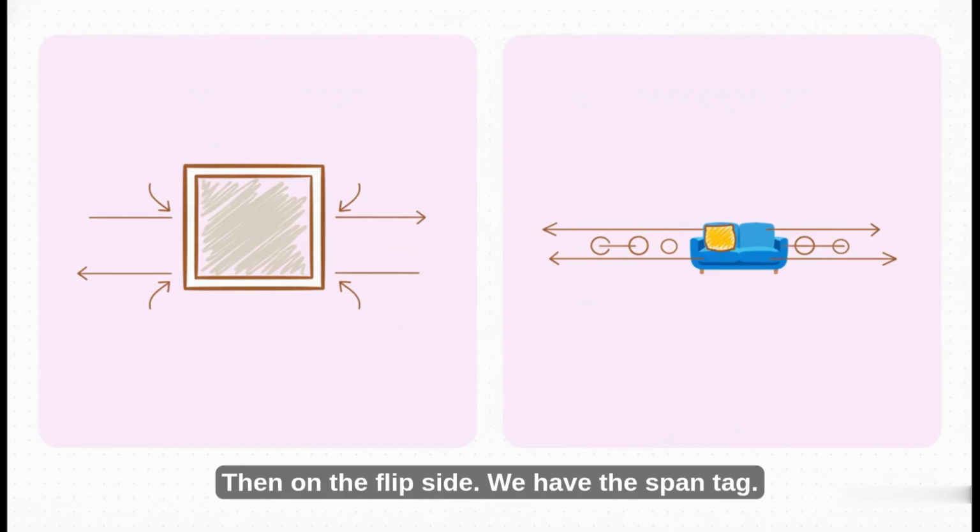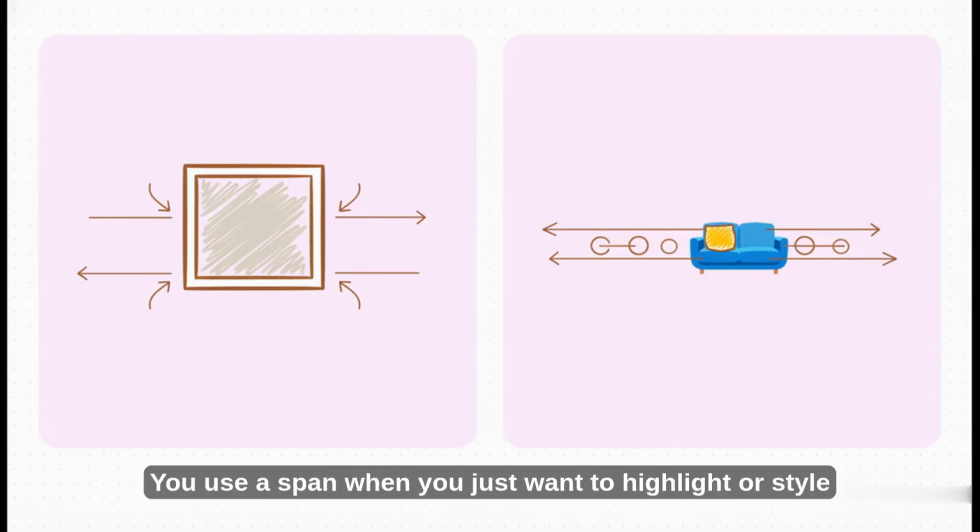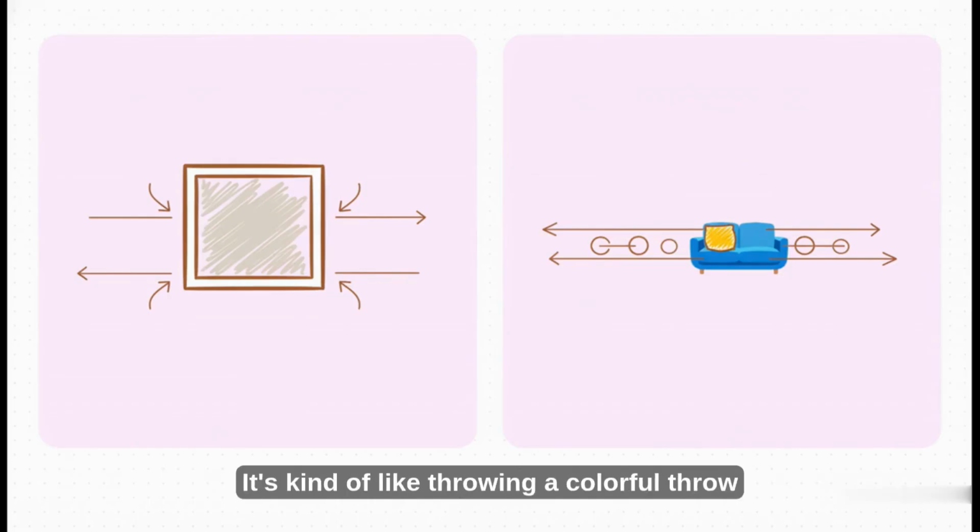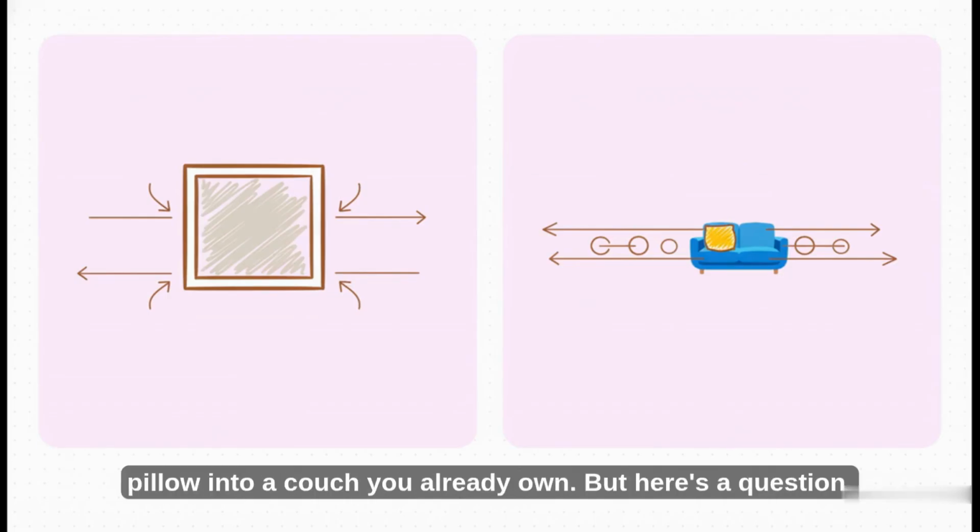Then on the flip side, we have the span tag. Span is a generic inline container. It does not create a line break. You use a span when you just want to highlight or style a few specific words inside an already existing paragraph. It's kind of like throwing a colorful throw pillow into a couch you already own.